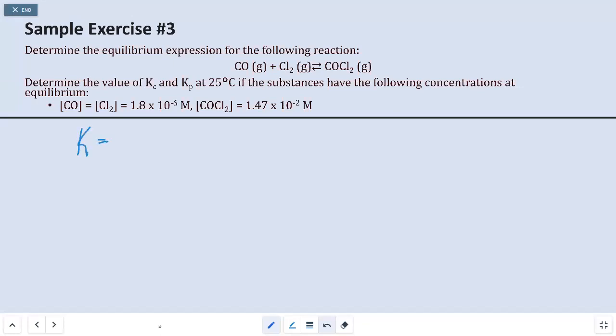K is going to be equal to the concentration of carbonyl chloride, COCl2, divided by the concentration of carbon monoxide multiplied by the concentration of the chlorine. Now, the reason we're going to solve Kc is because the values that we've been given are concentrations and not pressures. If we were given partial pressure values, we would solve Kp first and then convert it.